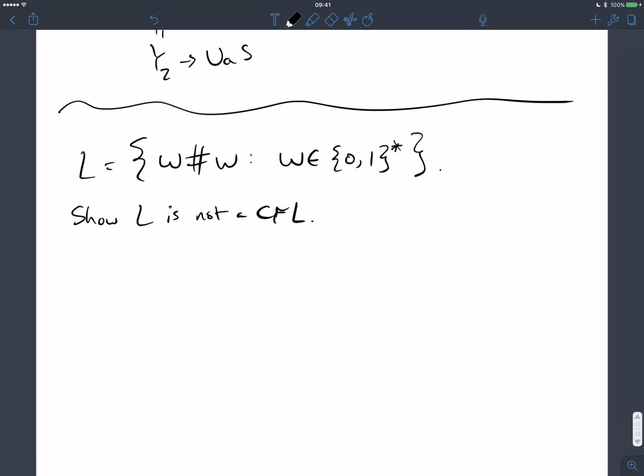But you already did that one though. It's the exact same. Yeah, but it bears repeating. Okay. So how would I show that this is not a CFL? Assume it is. Then now what? Yeah, there exists a P for L. All right. What now?